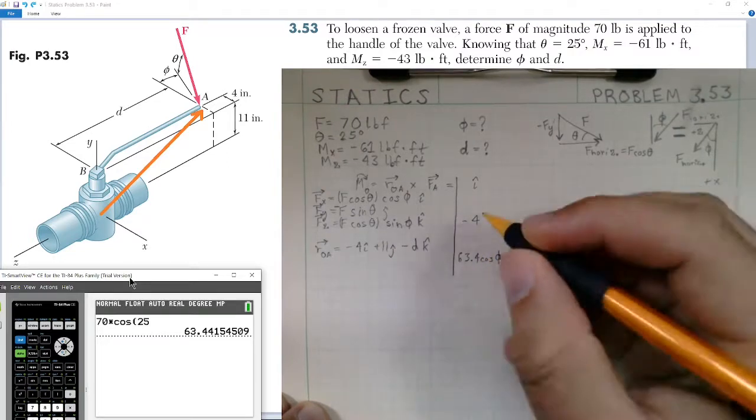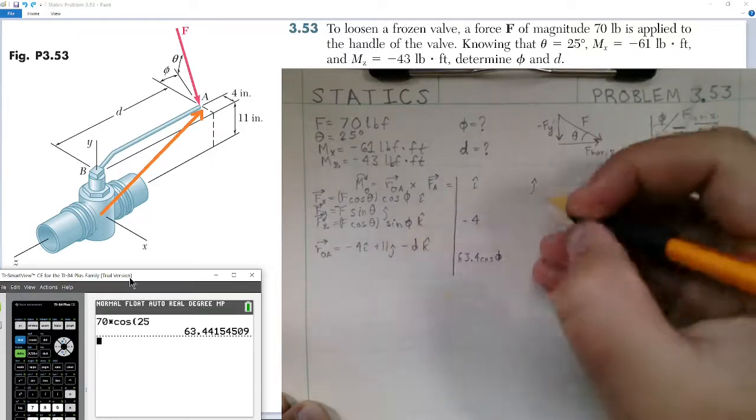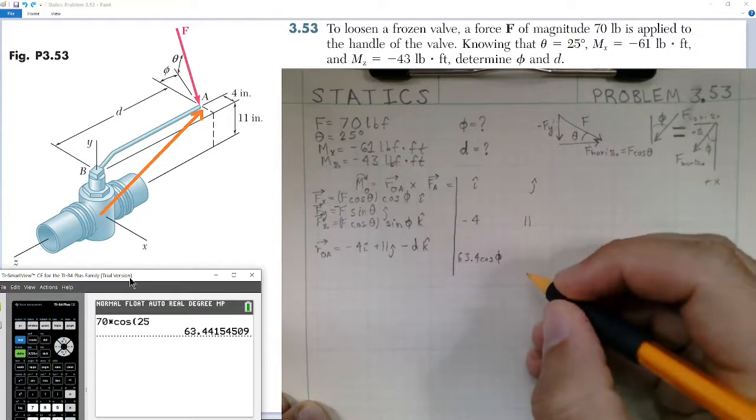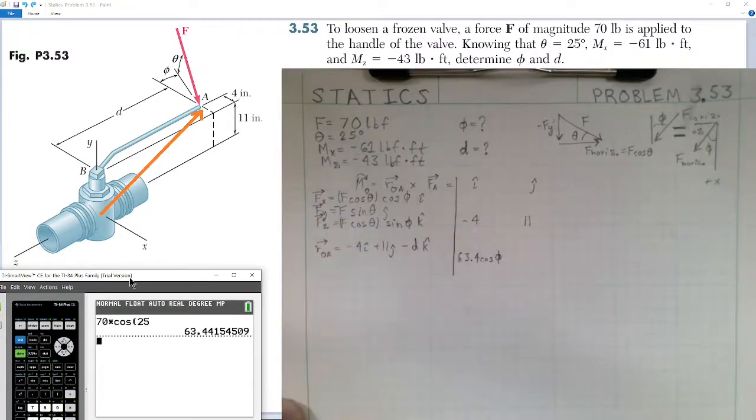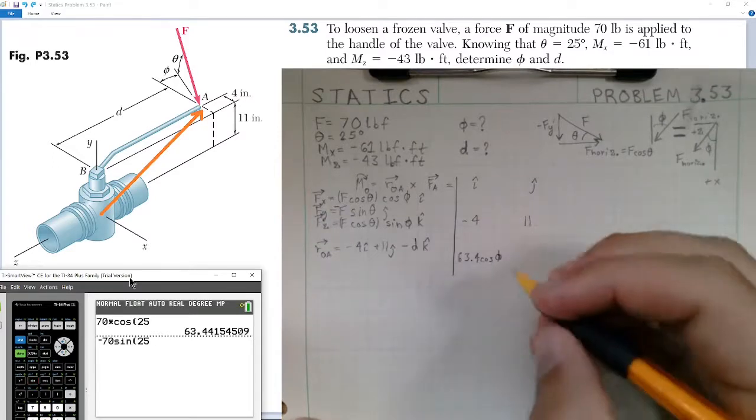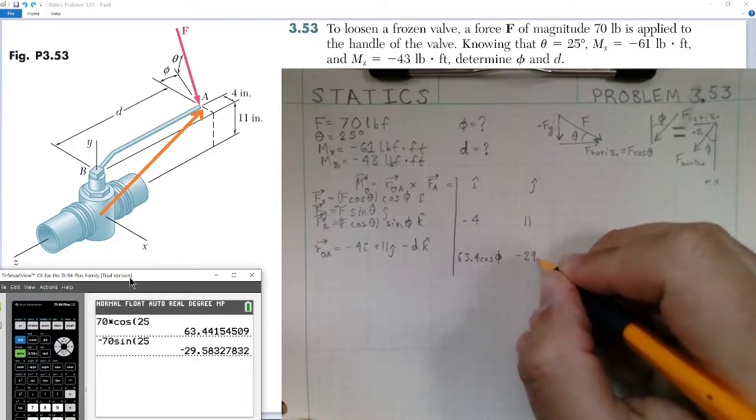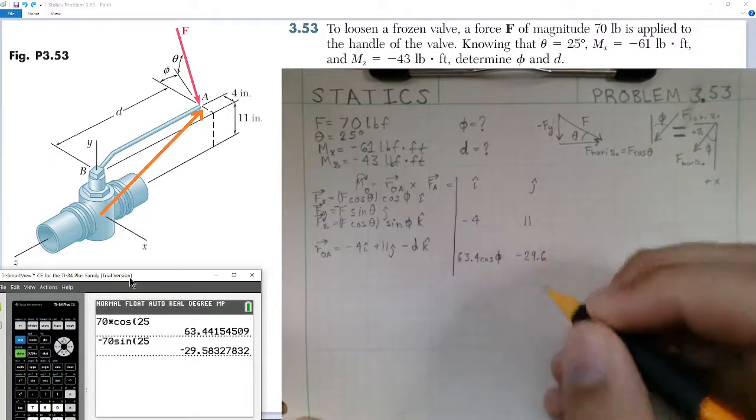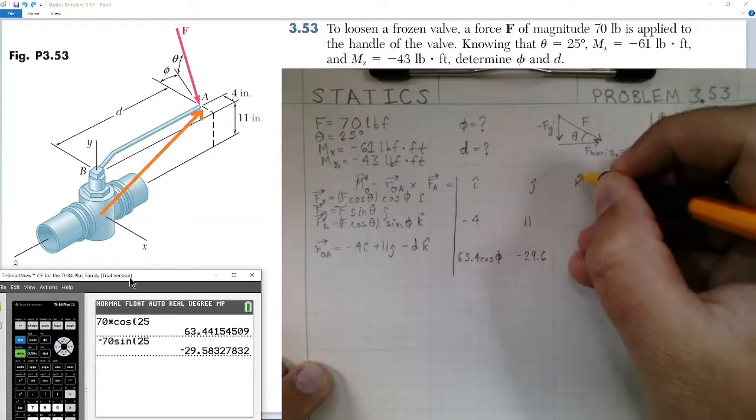Next, we can fill in our second column. So we have the j hat, we have 11 inches up, and then our F component, this is a number we have, it's -70 times sine of 25. So -70 pounds times the sine of 25 degrees gives us -29.6 for our force.